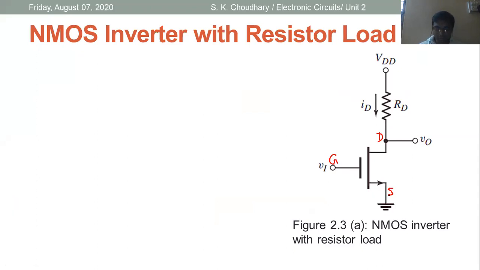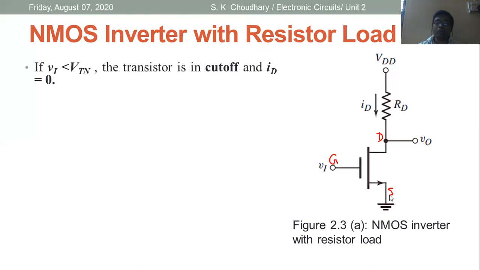Okay. So in this case, this circuit is called the NMOS inverter, because your output voltage is always the inversion of the input voltage, 180 degrees out of phase. That's why it is referred to as the inverter. But here, as a load device, we have used the resistor. So what are the conditions of working for this particular circuitry?